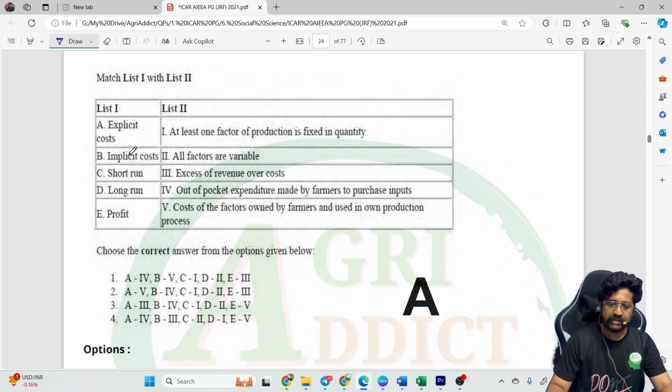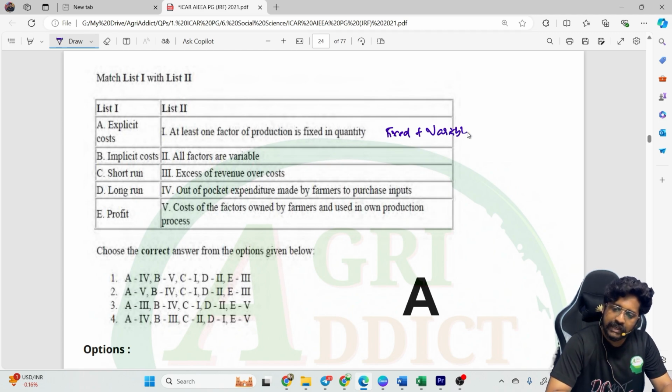Explicit cost, implicit cost, short run, long run, profit. We have to match the list with the second one. At least one factor of the production is fixed in quantity. When at least one factor of production is fixed in quantity, it is the case of short run, right? In the short run, at least one factor of production will be fixed in quantity. That is, there will be fixed factors as well as variable factors, and it happens only in the case of short run. So therefore, short run can be connected with A.